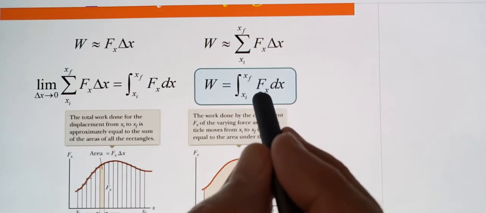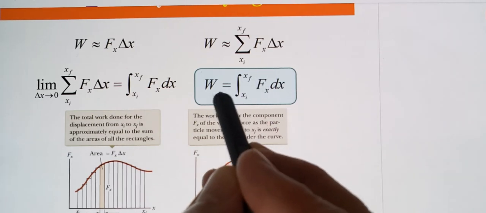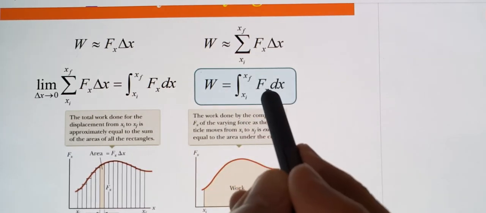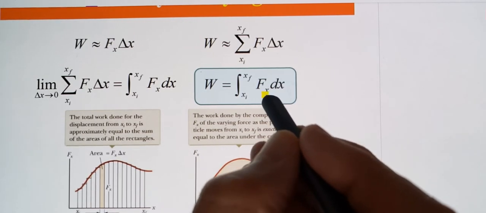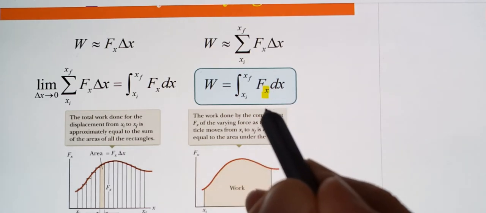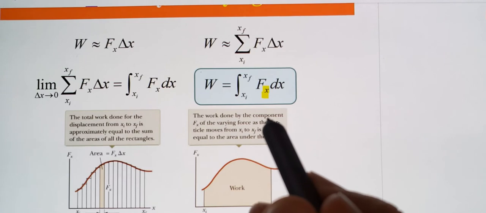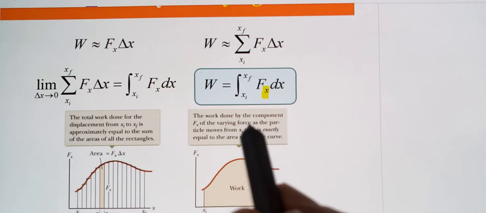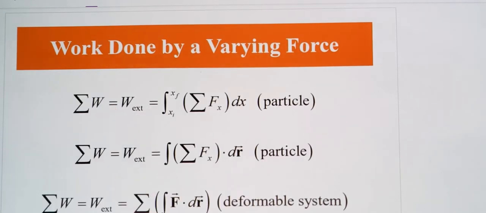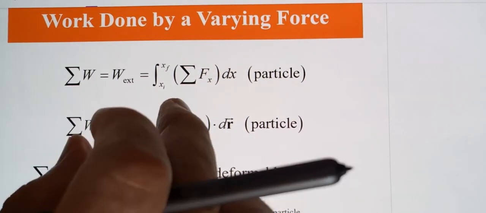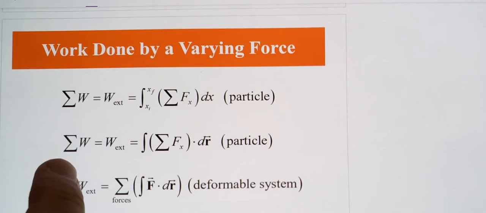So basically, when the force is a variable, work is nothing but the integral of Fx dx. Not x, it is the force in the x direction. So this is Fx, that means this is the force in the x direction, dx. So that is the work when the force is variable. When the force is variable, we do just integration.